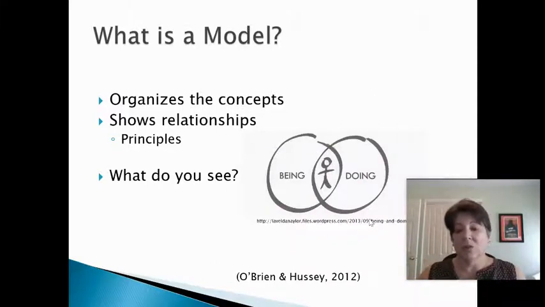If you see these two circles overlapping, the words being and doing, and the little stick figure in the middle, what sentence might you make? What theoretical conclusions might you draw just from the visual model? We see the principles, being and doing, and we see that there's a relationship between being and doing based on this visual model. It's helping us organize our concepts, and that's what an occupation-based model does for us. It shows us the relationships between the principles, and it gives us a concept of what occupation-based practice should be.